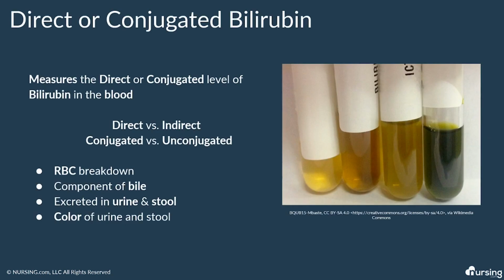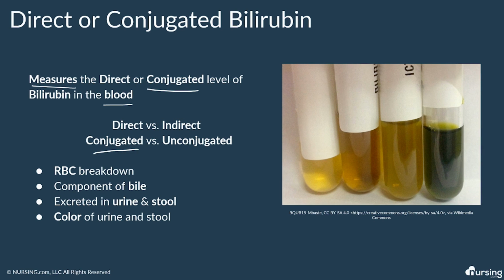A direct or conjugated bilirubin test measures the amount of direct or conjugated bilirubin in the blood. Now, let's talk about direct versus indirect or conjugated versus unconjugated for just a second. Bilirubin is a substance that your body makes when red blood cells break down. That's a normal process. Bilirubin is also a part of bile that your liver makes to help you digest food. So a small amount of bilirubin in the blood is normal.